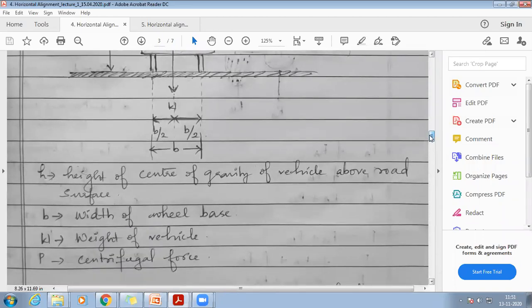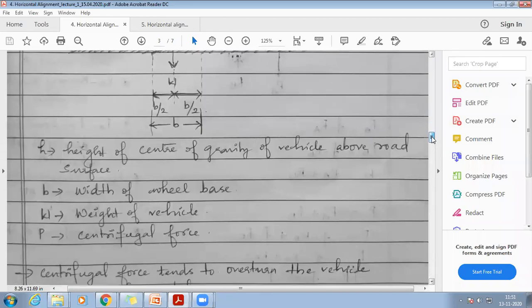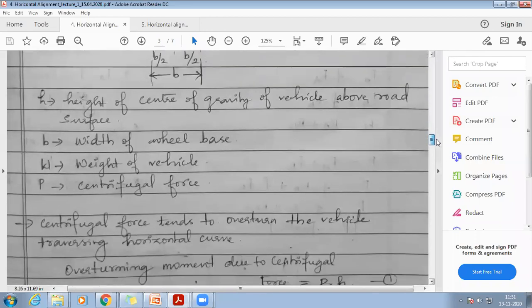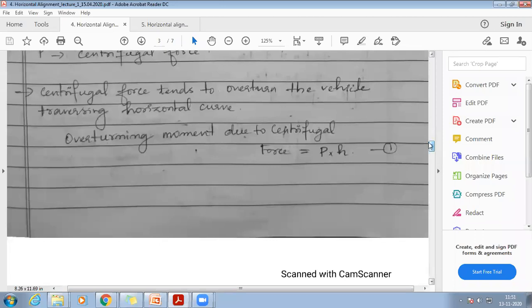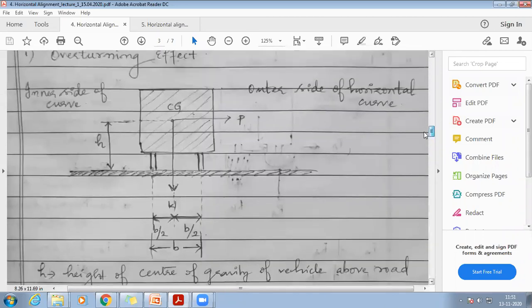So as I've told you, whatever I've told you, I've written it here. h is the height of the center of gravity of the vehicle above the road surface, and b is nothing but the width of the wheels. Now, the centrifugal force is making the vehicle pull outwards. So we are going to calculate the overturning moment due to the centrifugal force. Overturning moment means the vehicle is tending to overturn towards the outer side of the horizontal curve, right? So what will be the moment?